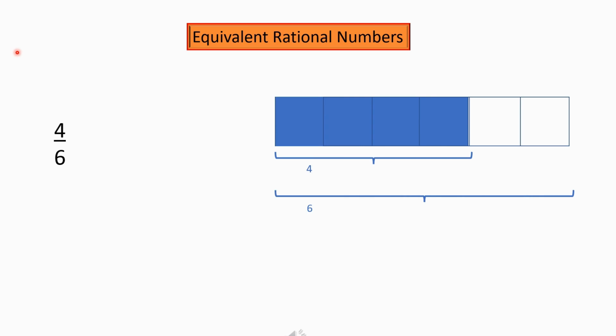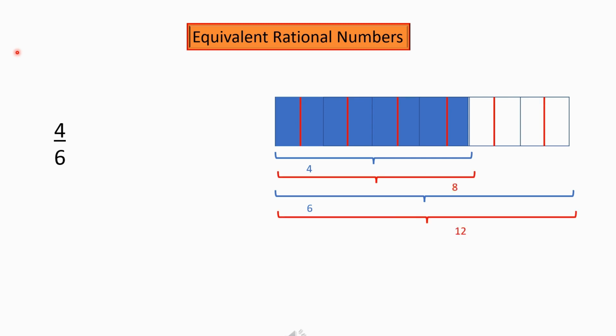Now, if we further divide each part into 2 equal parts, we will have 8 parts of blue color out of a total of 12 parts. We can represent this fraction as 8 by 12. Notice that both fractions have the same value, but they are expressed in different forms. This is the essence of equivalent rational numbers. They have the same value but are expressed differently.